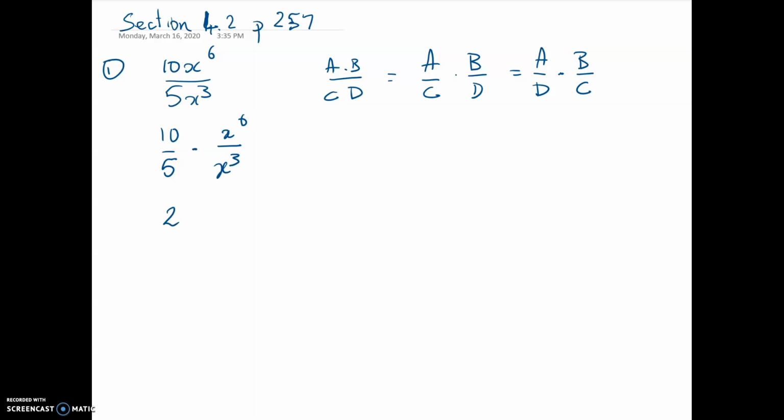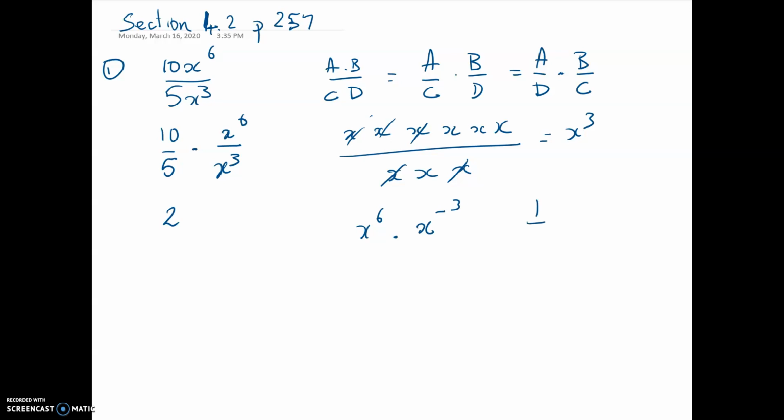You have different ways to do it. You can have x to the 6 divided by x cubed, and so obviously the x's divide out and at the end you get x cubed. Or you could have x to the 6 multiplied by x to the negative 3, because 1 over x cubed equals x to the negative 3. And x to the 6 times x to the negative 3 is equal to x to the 6 minus 3. And so it's going to be equal to x cubed as well. So the answer for this one is 2x cubed.